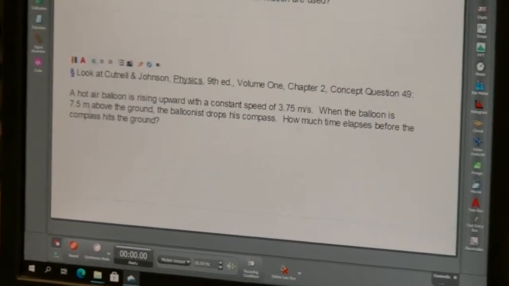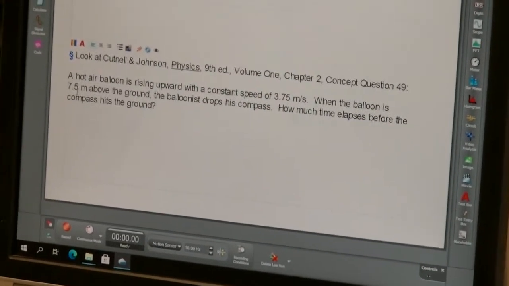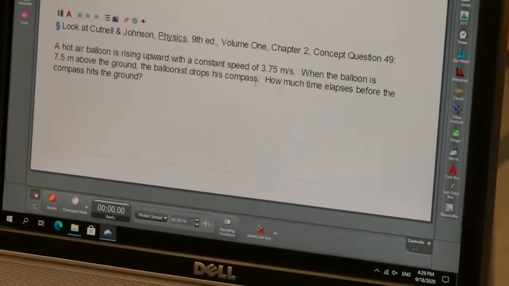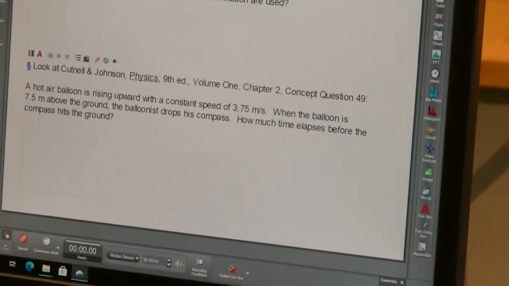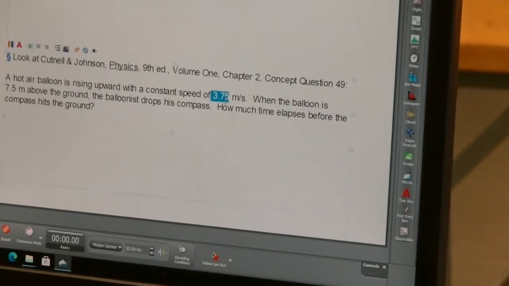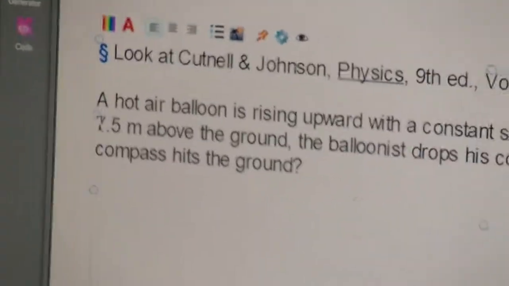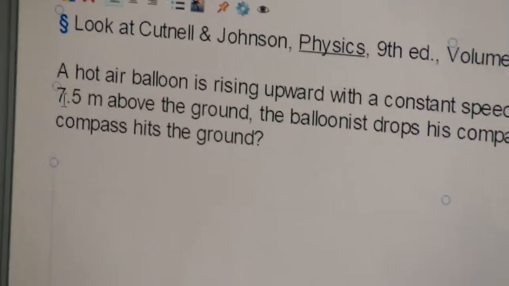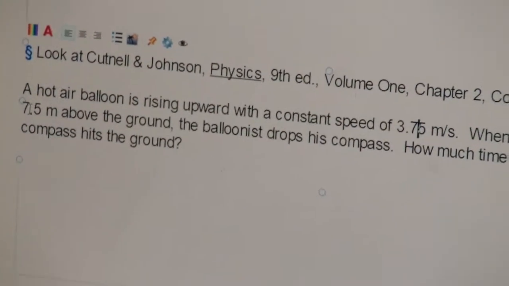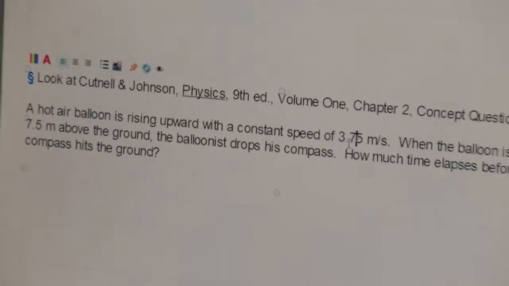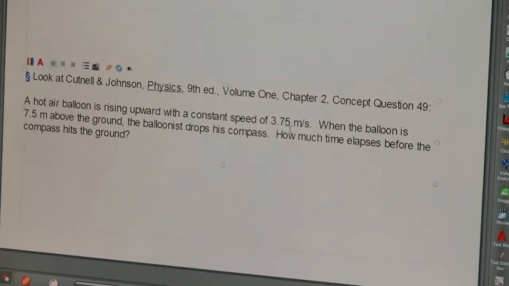So we have a classic 1D motion problem, and we have to use the equations of motion. It's given that the speed of the balloon when the compass is dropped is this. So this is our v naught, and then we have our height. So this is x. We use our equation x equals v naught t plus half g t squared. We know the value of g, x, and v naught, and we have to just solve for t.